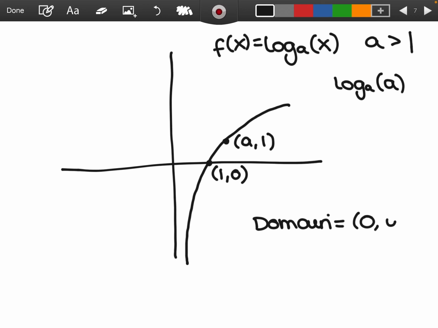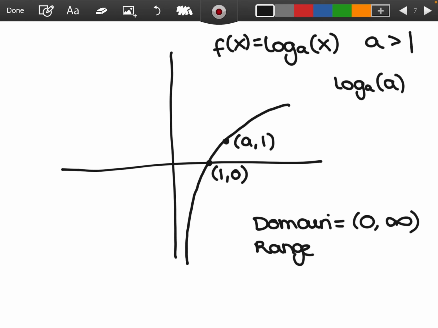What about domain and range for this? Well, our domain, if we look at this, is 0 to infinity, okay? That y-axis is an asymptote in exactly the same way that the x-axis was an asymptote for a to the x. So I can go closer and closer and closer to 0, but I'm never actually going to reach it. So that is actually a vertical asymptote. And I can go all the way up to infinity.